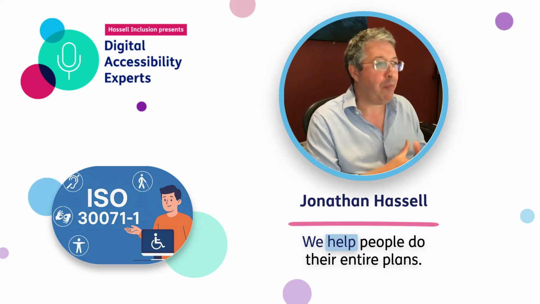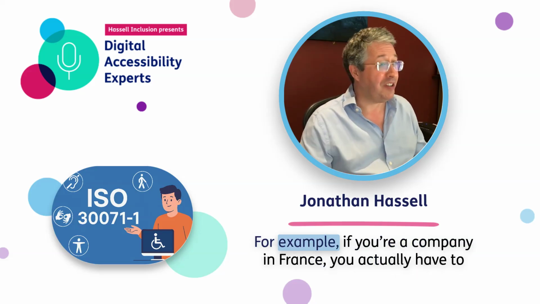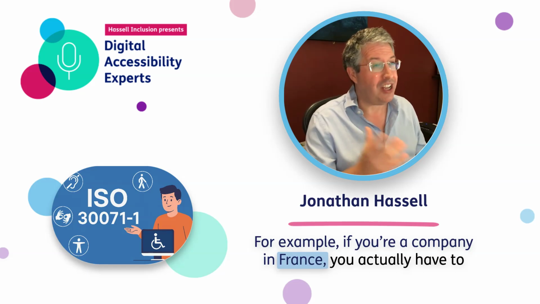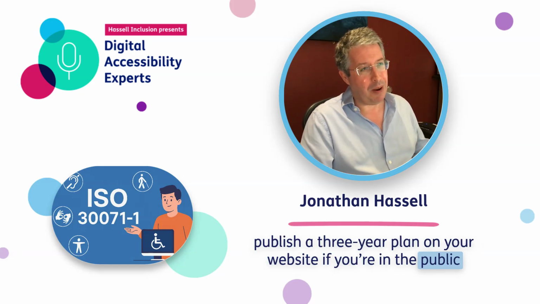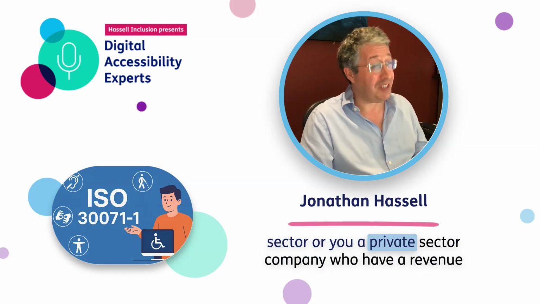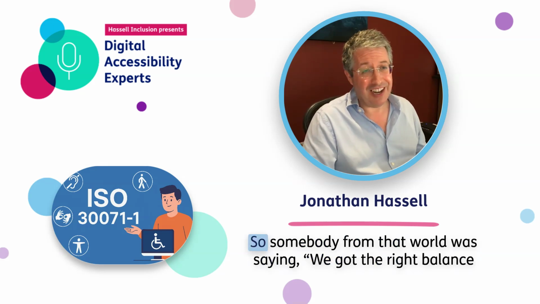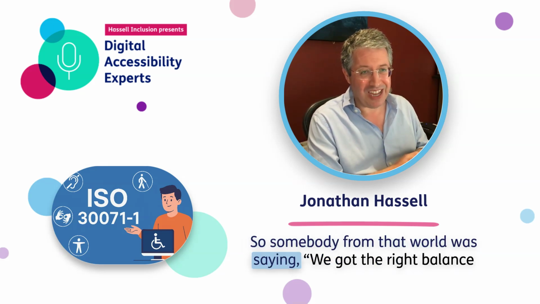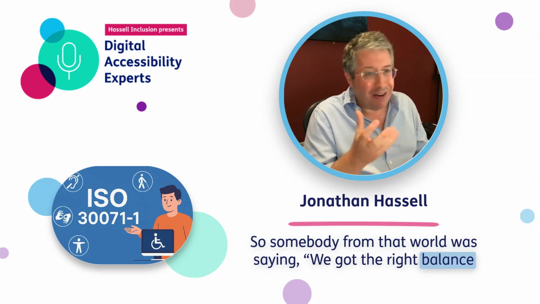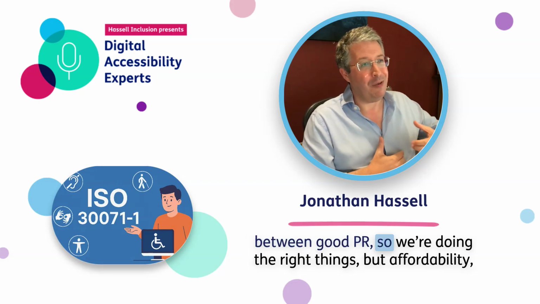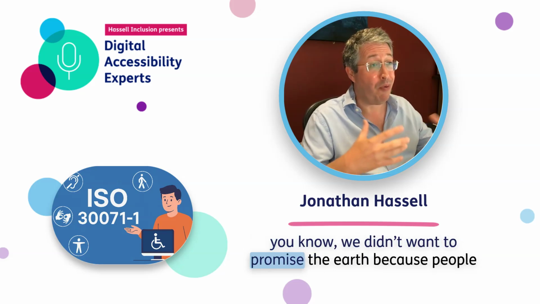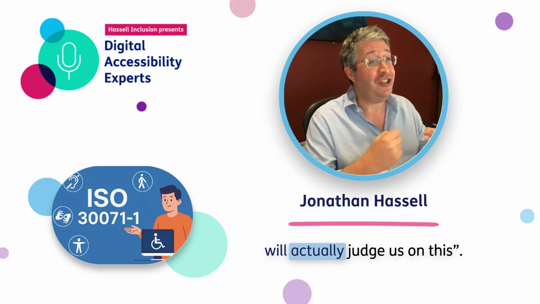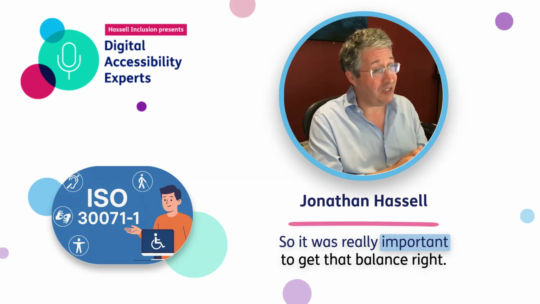You know, we help people do their entire plans. For example, if you're a company in France, you actually have to publish a 3-year plan on your website if you're in the public sector, or you are a private sector company with a revenue over a particular threshold. So somebody from that world was saying, we got the right balance between good PR, so we're doing the right things, but affordability. We didn't want to promise the earth because people will actually judge us on this. So it was really important to get that balance right.